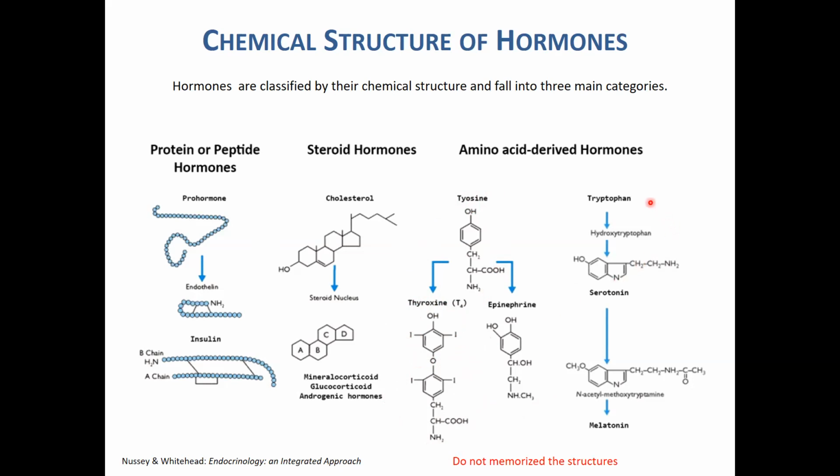You can also have hormones generated from tryptophan. This makes the neurotransmitter serotonin, and serotonin can also be converted into melatonin. Melatonin is secreted by the pineal gland to regulate circadian rhythm, but we're not going to go into much detail on that. Again, I don't want you to memorize the structures, just the basic categories. Right?